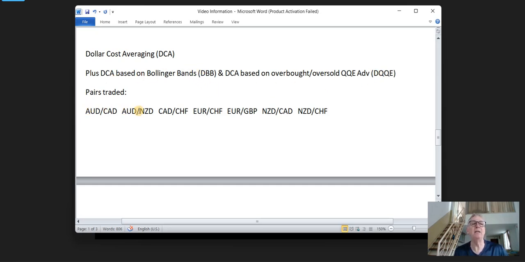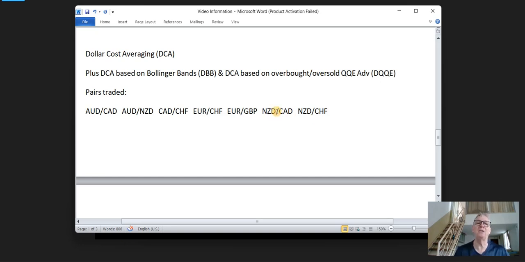Now, these are some of the pairs. These are the pairs I'm trading with. 1, 2, 3, 4, 5, 6, 7. I've got 7 pairs in each list. AusCAD, Aussie New Zealand, CAD Swiss, Euro Swiss, Euro Pound, which if everyone knows me, it's a pair I dislike. New Zealand CAD and New Zealand Swiss. They're generally all slow movers.